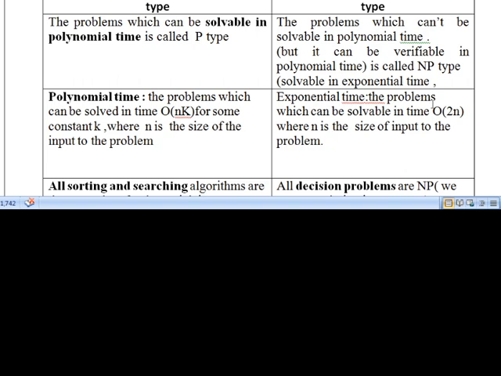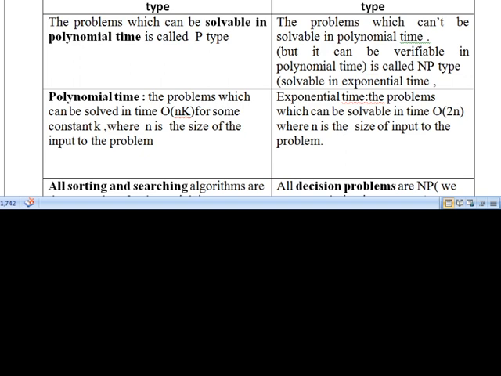Let us come to the exponential time. The problems which can be solved in time order of 2 power n. Here n is the size of the input problem. So as far as time complexity is concerned, NP type problems are exponential time and P type problems require polynomial time. Exponential time is very large. Sometimes it may not be solved by the computer also.